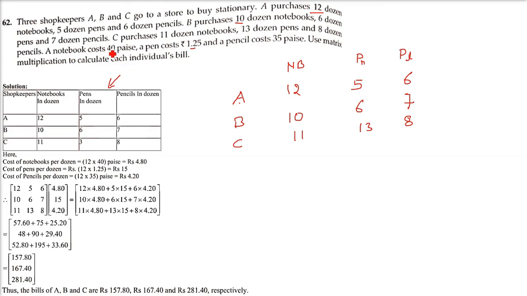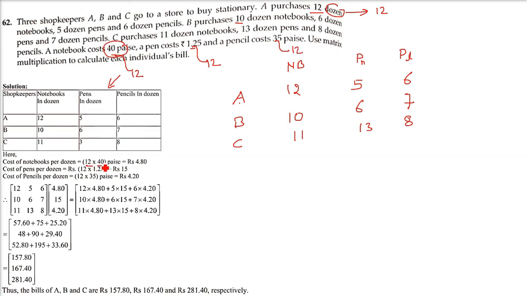Okay. Now our notebook costs 40 paisa. The question is in 12 dozen. So just multiply each. We are taking the cost of a dozen because every value is given in dozens. So 40 into 12, 1.25 into 12 and 35 into 12 you have to do.